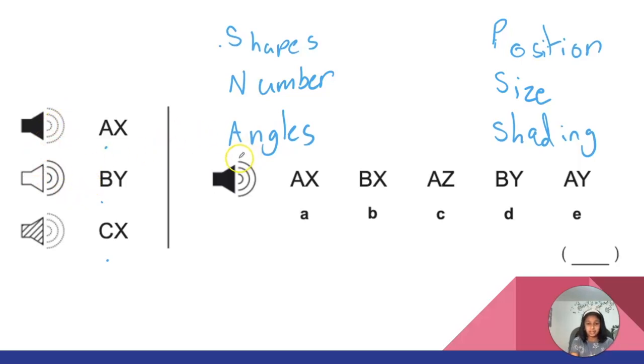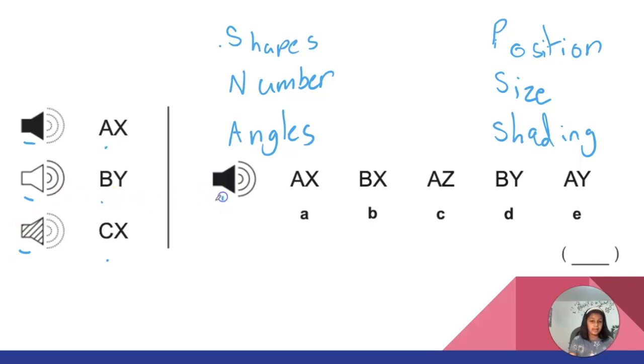Let's look at the next one, angles. Angles don't really matter in this shape. Position, they're all in the same position. Size, they're also all the same size. But the last one matters. The last one is shading, which they all have different shading inside our shape.